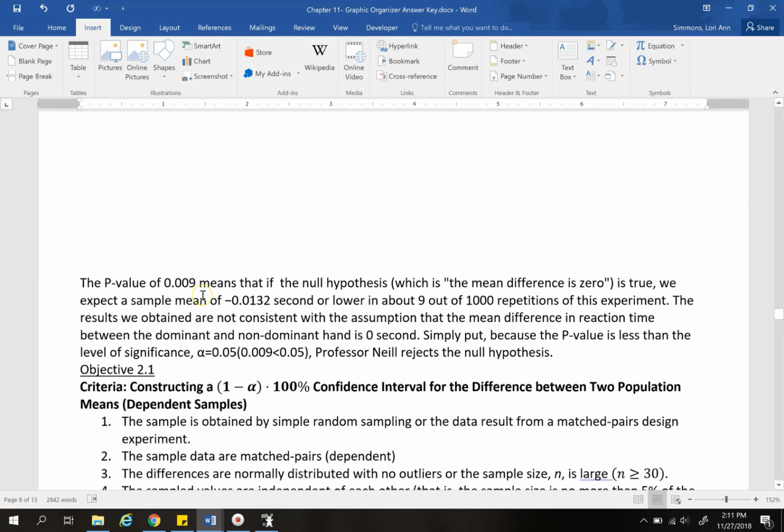The p-value of 0.009 means that if the null hypothesis, which is the mean difference is 0, is true, we expect a sample mean of negative 0.0132 seconds or lower in about 9 out of 1,000 repetitions of this experiment. The results we obtain are not consistent with the assumption that the mean difference in reaction time between the dominant and non-dominant hand is 0 seconds. Simply put, because the p-value is less than the level of significance, Professor Neal rejects the null hypothesis.